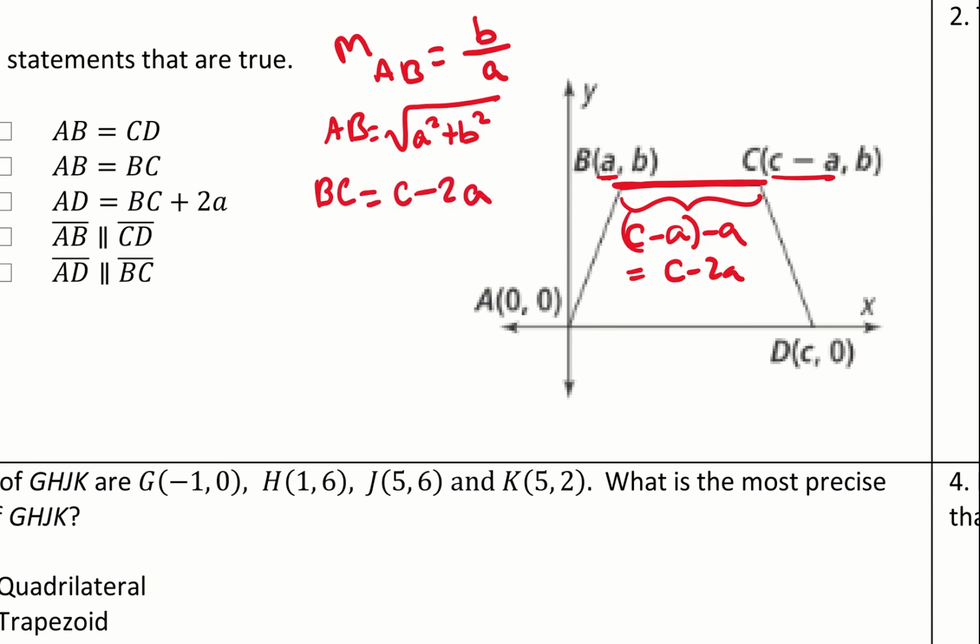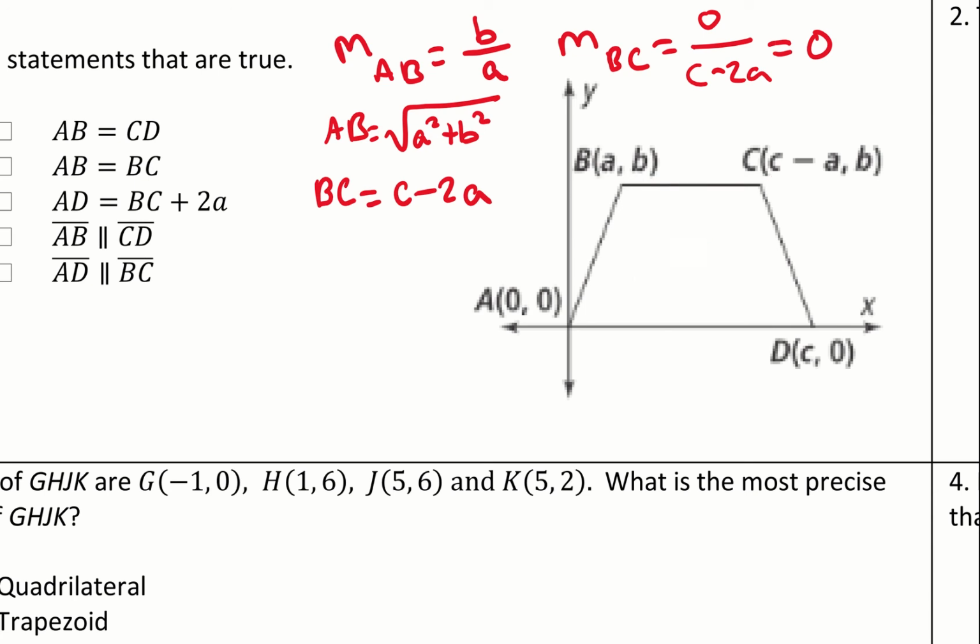Now let's do the slope. Now the slope is rise over run, right? But we know that the rise is 0 because it's not going up at all. And the run is this guy, c minus 2a. Now 0 divided by anything is 0. So the slope has to be 0 here. Okay, so now we're done with that.